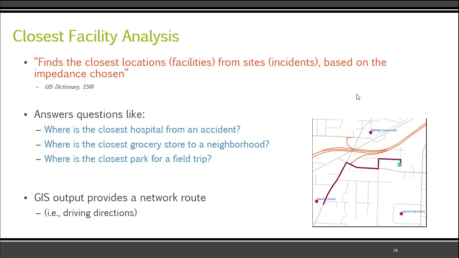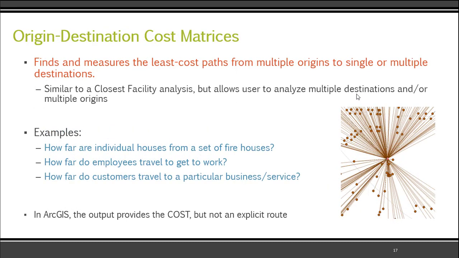The thing with closest facility analysis is that it not only finds the closest facility from a group of facilities that you're looking at, but it also gives you a network route and driving directions to get to that location. So we're going to talk about how origin destination cost matrices are similar to that, but different in the type of output that they give you.